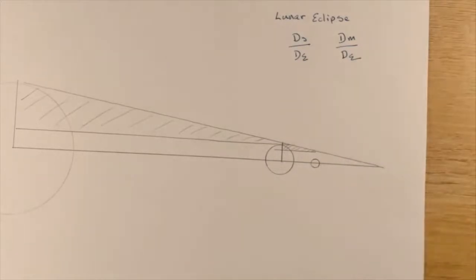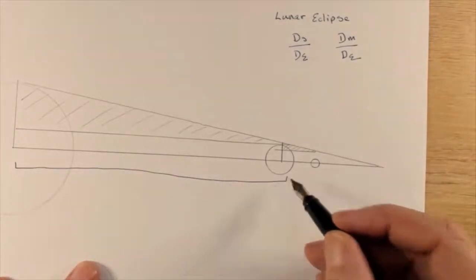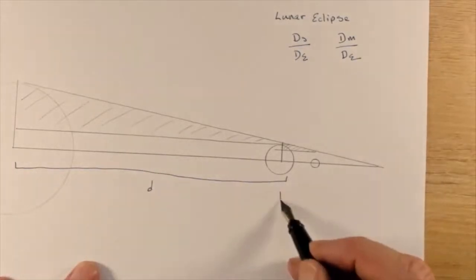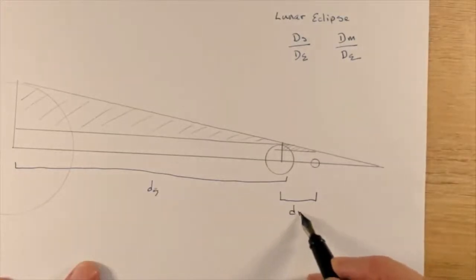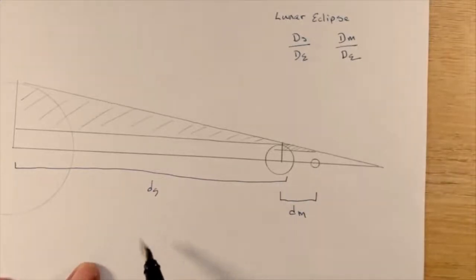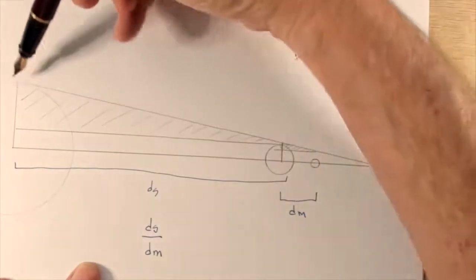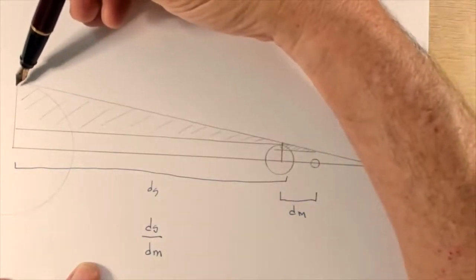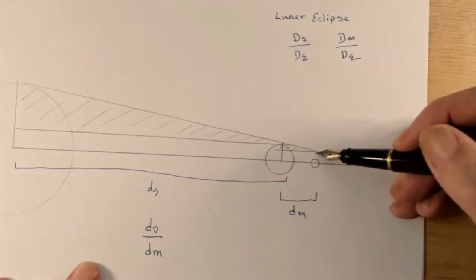Now, this is a little bit more complex than the last one that we did. Now, once again, here is the distance to the sun. Here is the distance from the Earth to the moon. Now, because they're similar triangles, we realize that the distance to the sun over the distance to the moon would equal the height of the triangle formed by the Earth and the sun over the height of the triangle formed between the Earth and the moon.